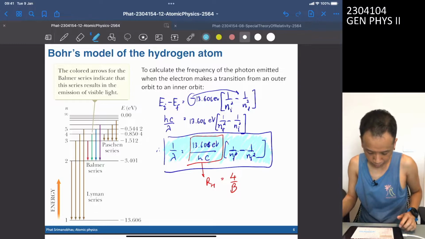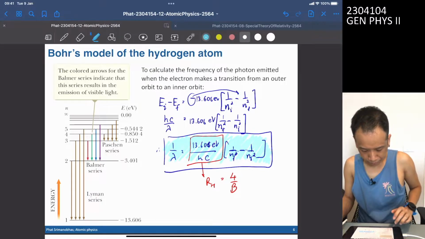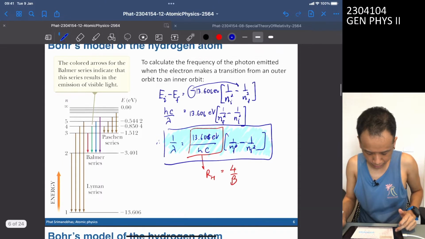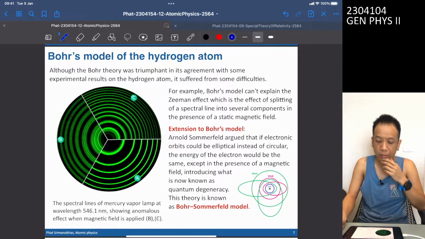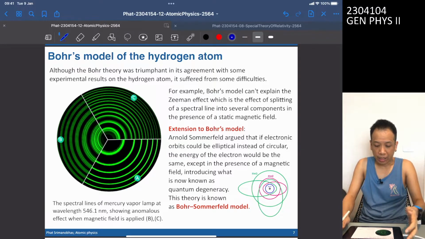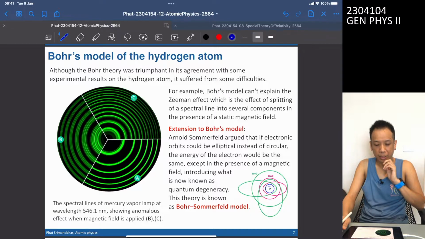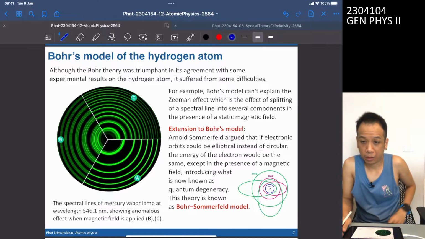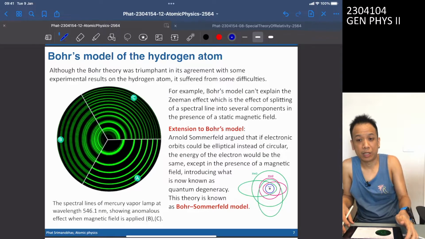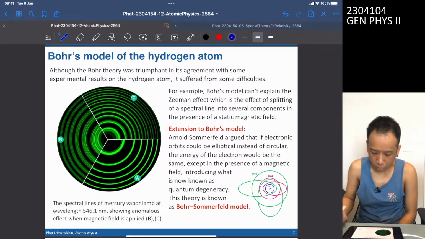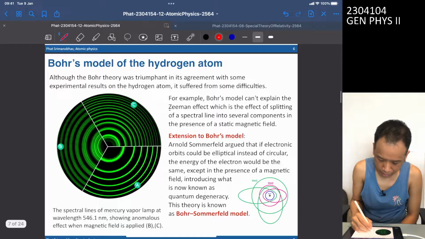You have it now. So what's happened is that even though the Bohr model was a triumph, in that it can make an agreement between the experiments and the theory, the atom's explanation of hydrogen, it still suffers from some difficulties. Some experimental results the Bohr model cannot explain. One of those is what we call the Zeeman effect.